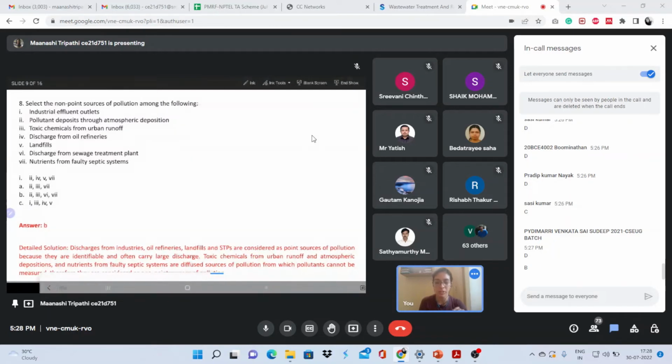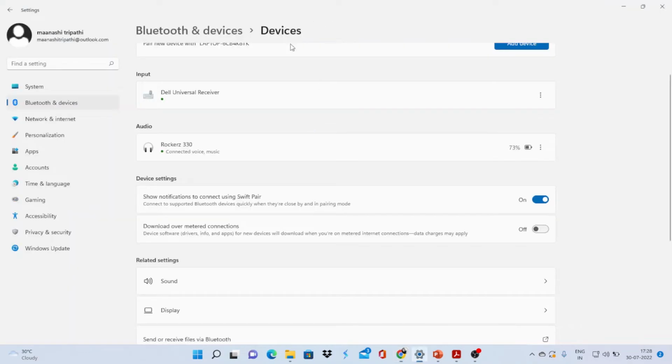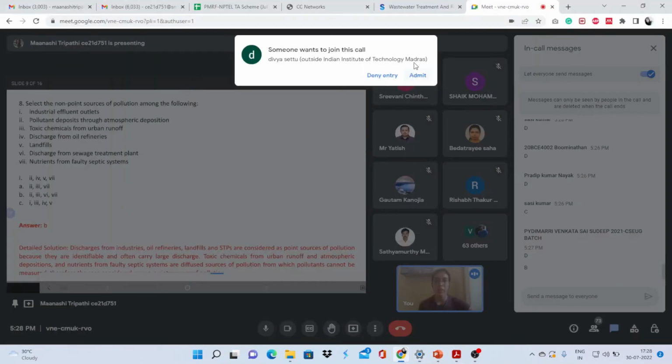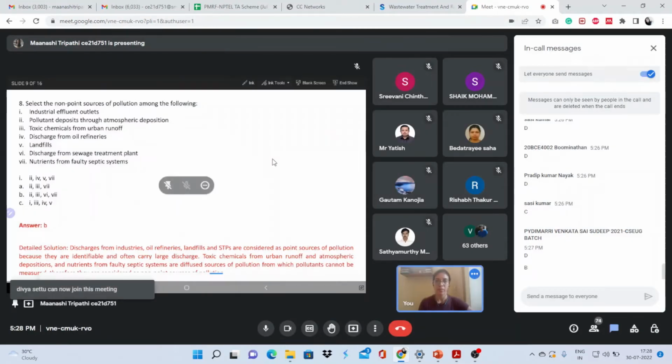Non-toxic chemicals from urban runoff. Urban runoff means the effluent or the rainwater. When we talk about runoff, it means rainwater, excess rainwater. We don't know from where this rainwater is coming or what is happening. That is why it is a non-point source.